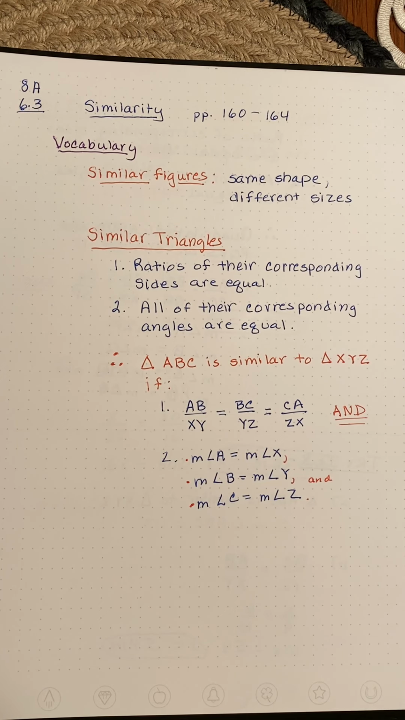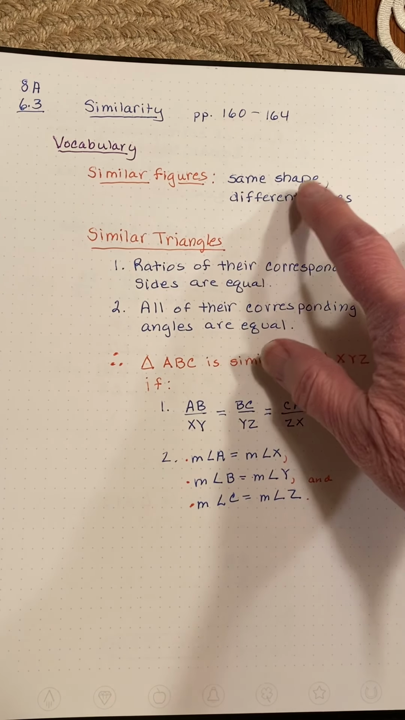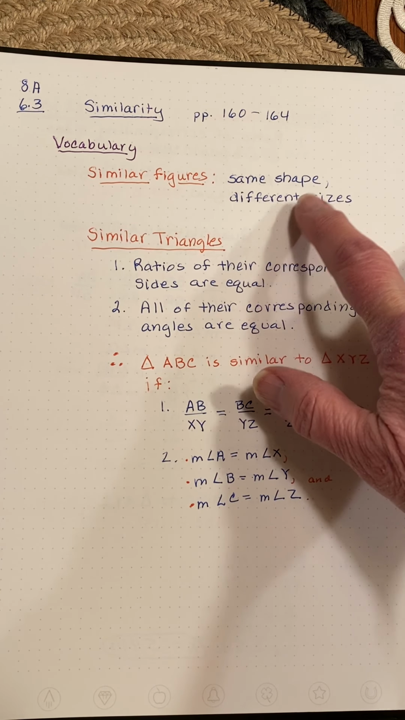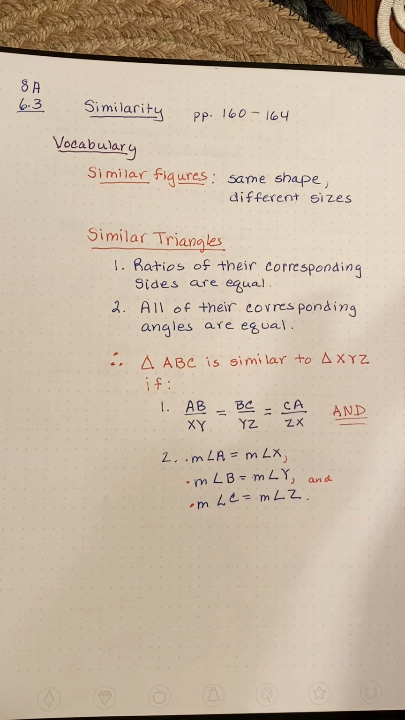We'll begin with vocabulary. In the last lesson, we talked more about congruence, where things are exactly the same. Similarity moves on from that concept, where similar figures will have the same shape. However, they will be different sizes. So how do we determine if a figure is similar?